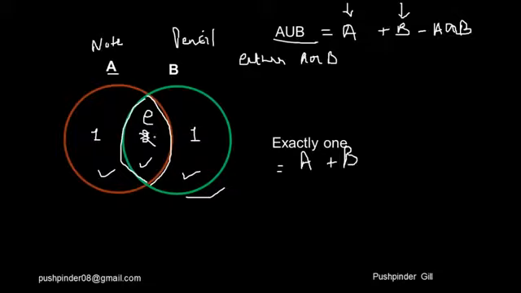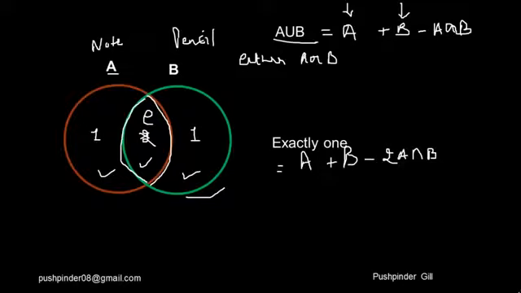So once we add A and B, this area is added once, this area is added once, but this area has been added twice. But do I need it even once? No, I do not need it even once. So that means I have to subtract it 2 times for me to calculate the value of exactly 1. So this is going to give me the value of exactly 1 in terms of A and B.